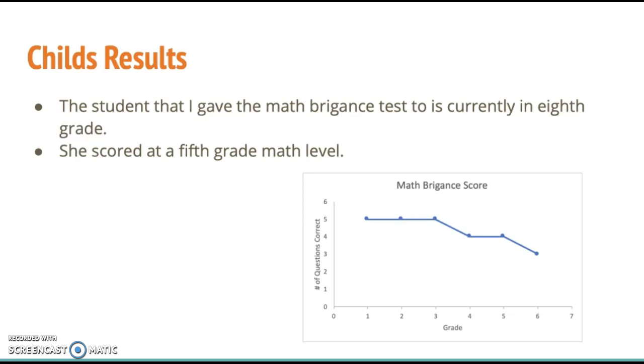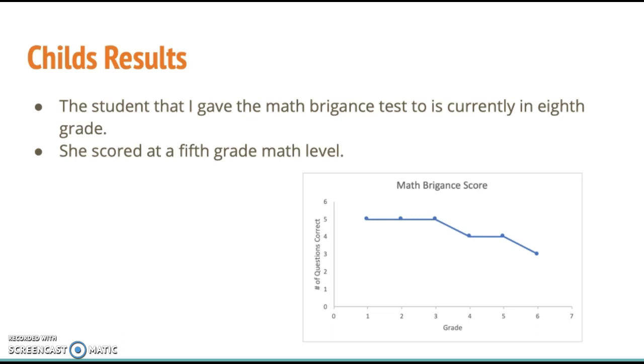Now, when I gave my student a Math Brigance test at my placement, I gave the test to a student who was in 8th grade. We did the questions, and they started out pretty strong through the 1st, 2nd, and 3rd grade level, pretty consistent, getting 5 out of 5. But then once they reached the 4th grade level, they started to take a dip where they got only 4 out of the 5 questions correct.